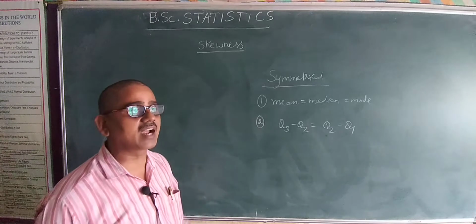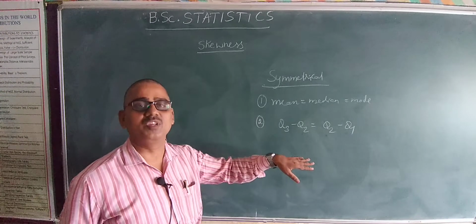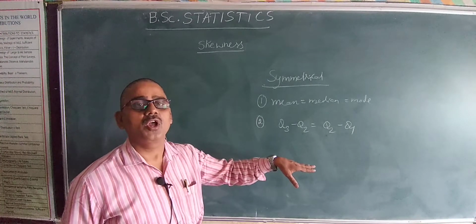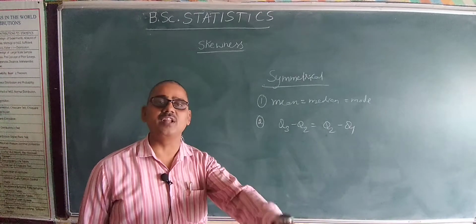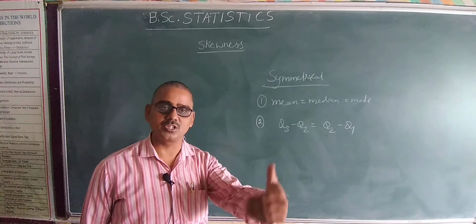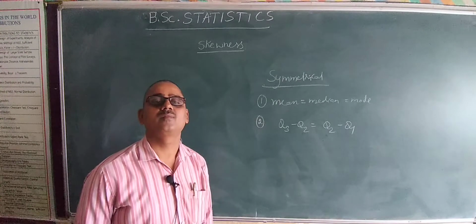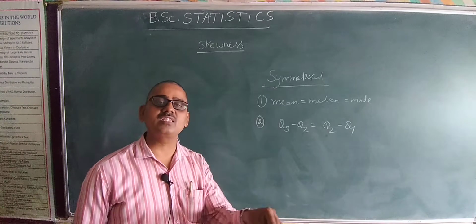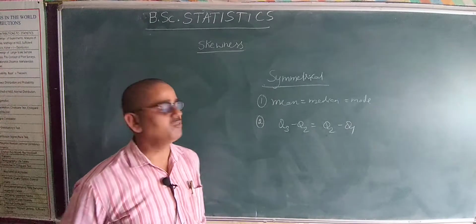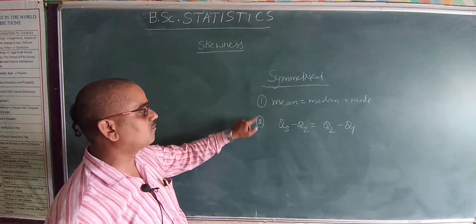Skewness means lack of symmetry, which means if the distribution is not symmetrical, it is said to be skewed. The distribution is a skewed distribution. So that is a simple definition of skewness: lack of symmetry. Now you see it from the definitions one by one.